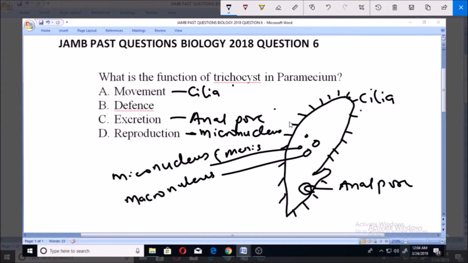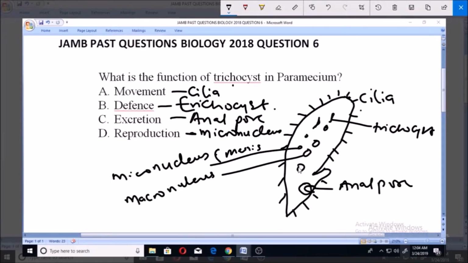Now we also have spindle-like bodies inside, called trichocysts, and these trichocysts are actually spindle-like bodies filled with dense refractive fluid containing swelling substances, and they are actually used for defense. The trichocysts are used for defense. So those are the parts of the Paramecium.